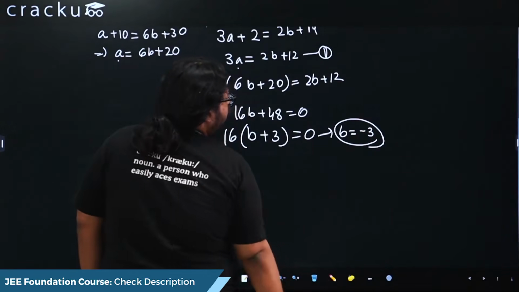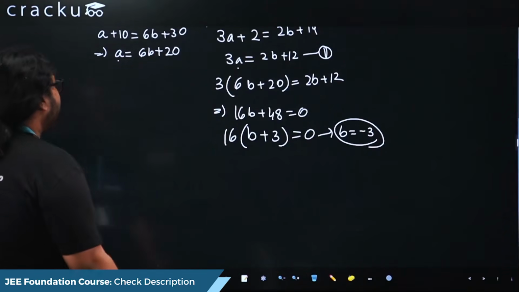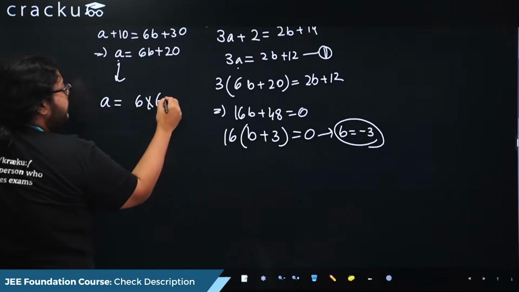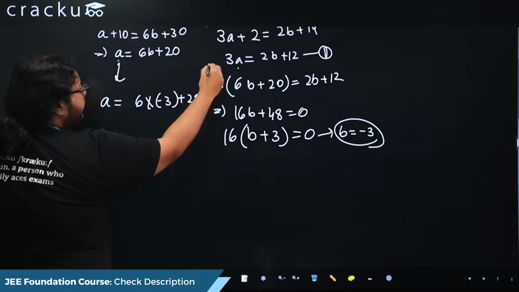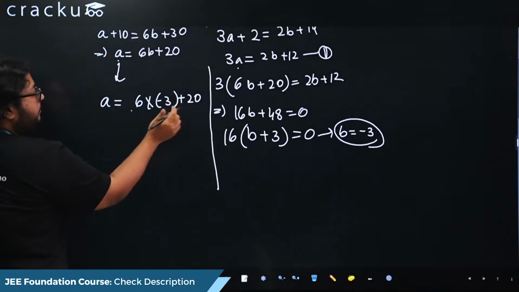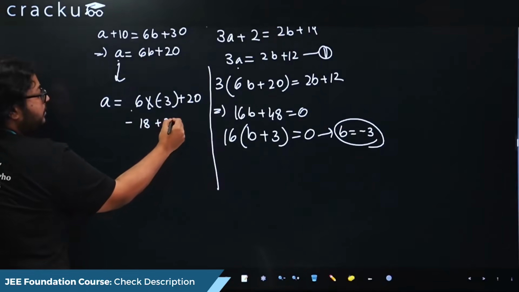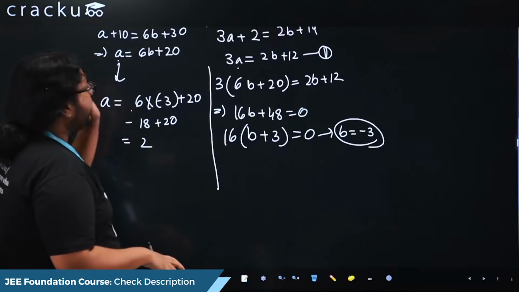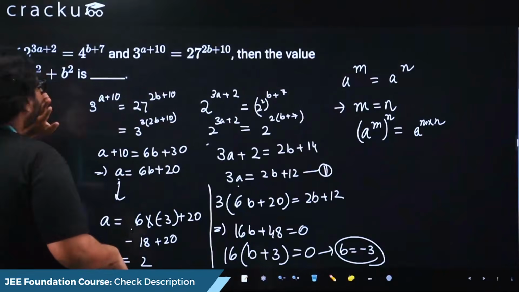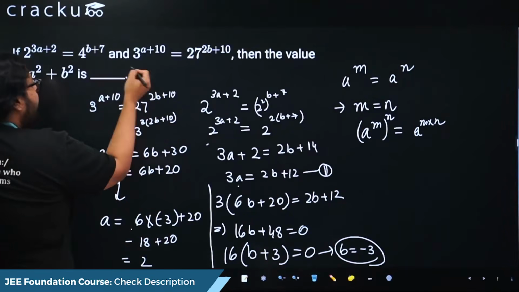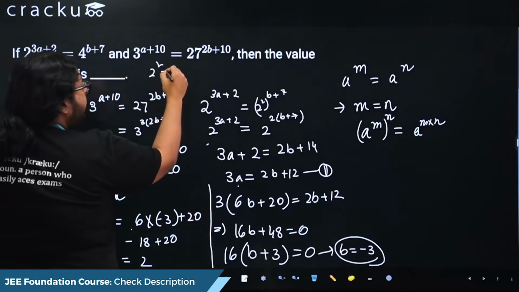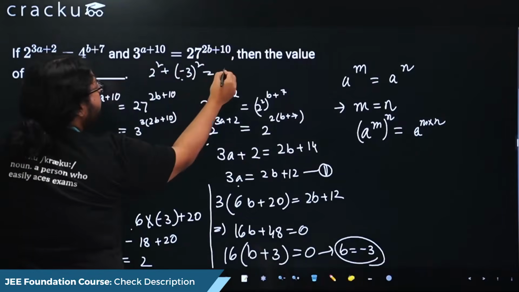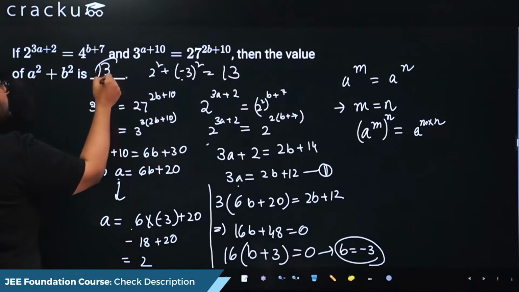So b is equal to minus 3. If I have b equal to minus 3, then a is what? I can just put it here. a is equal to 6 into minus 3 plus 20. 6 3s are minus 18 plus 20, which is 2. So a I get to be 2, b I get to be minus 3. They want us to figure out the value of a square plus b square. a square plus b square is what? 2 square plus minus 3 square, which is 4 plus 9, 13. So the answer here is 13.